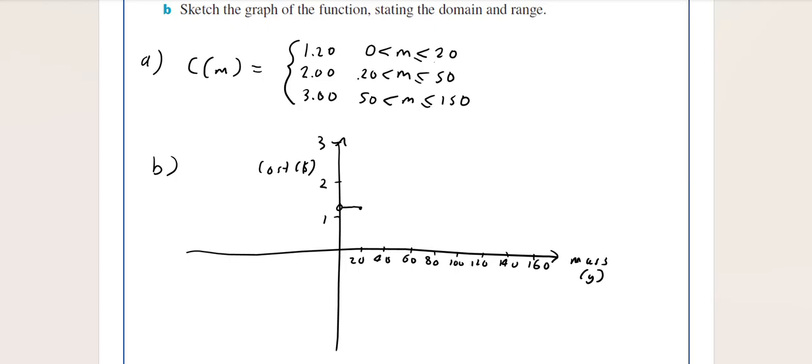The second bit is when it's between 20 and 50, it's going to cost $2. So going up to $2, drawing an open dot above 20 because it doesn't include 20.